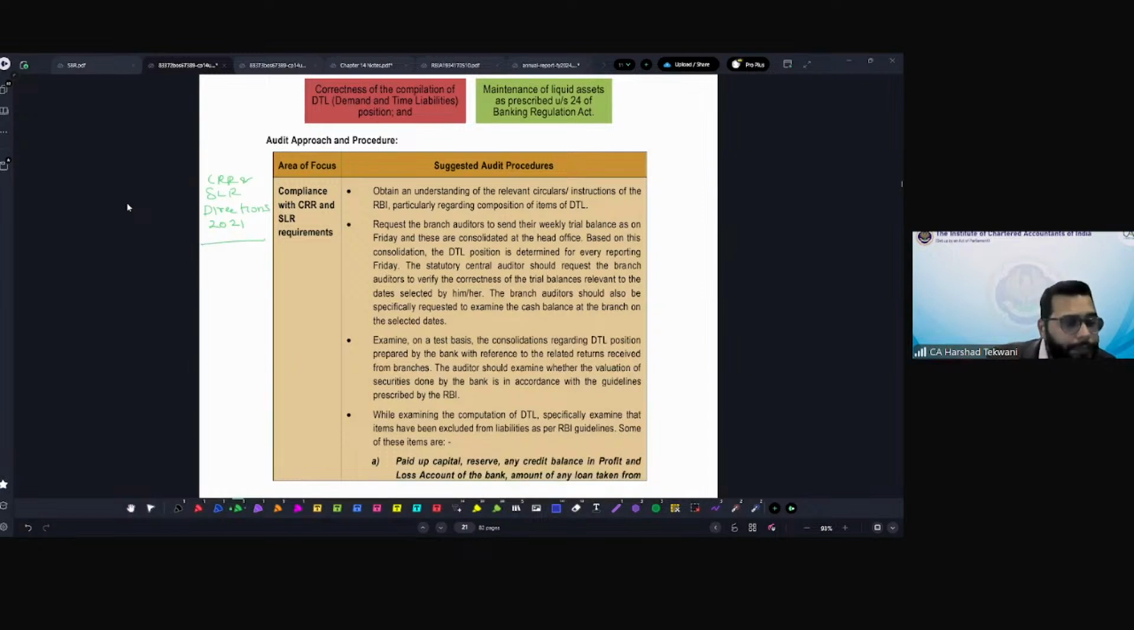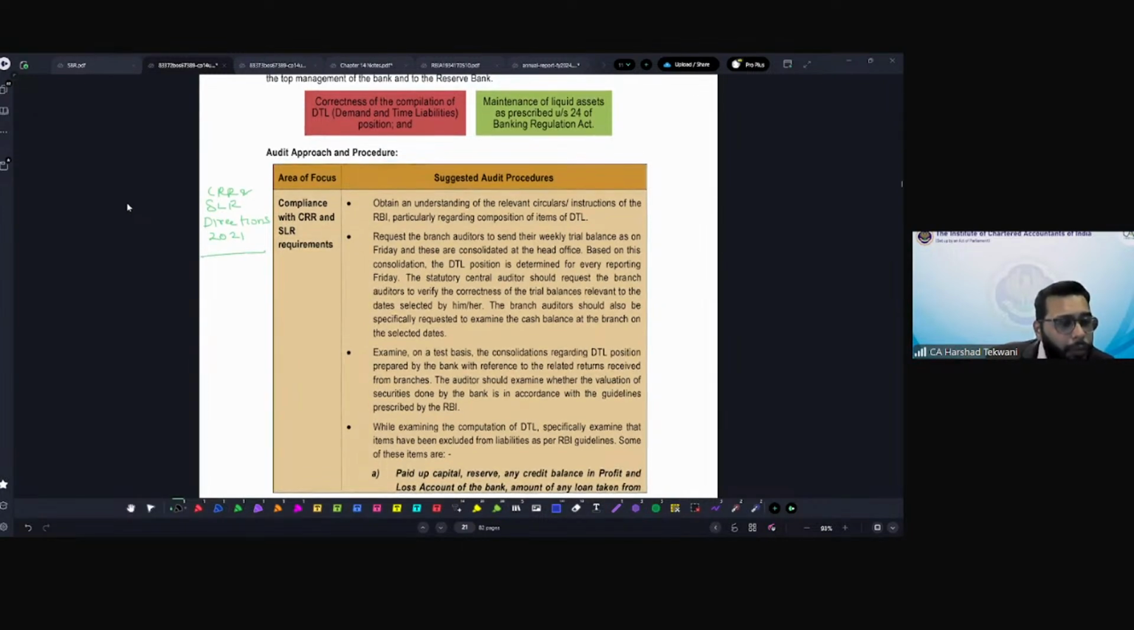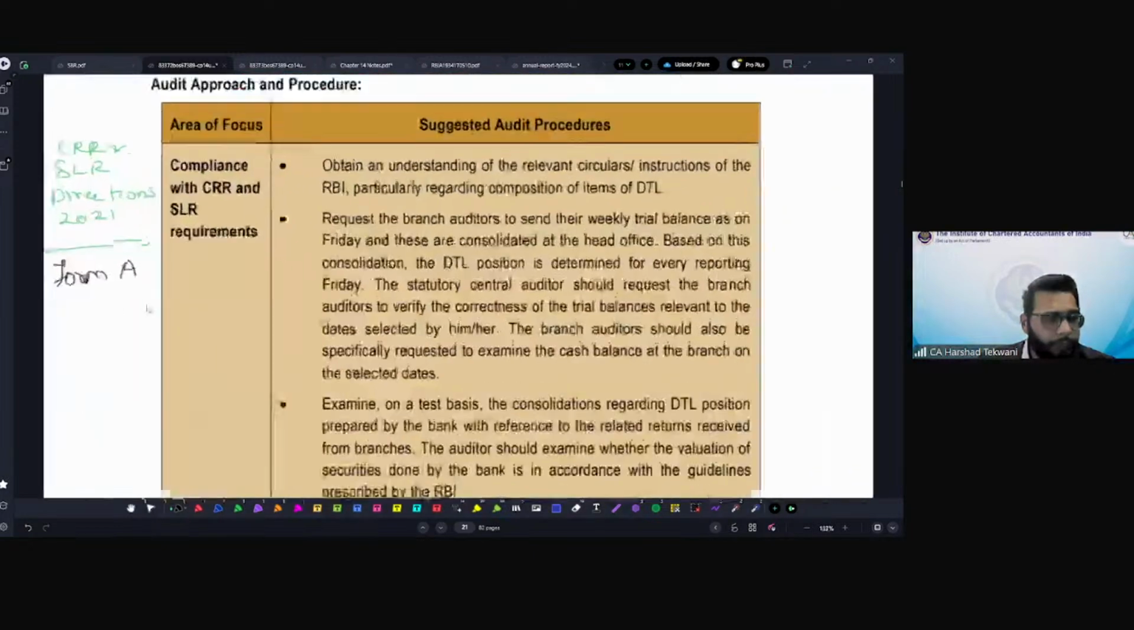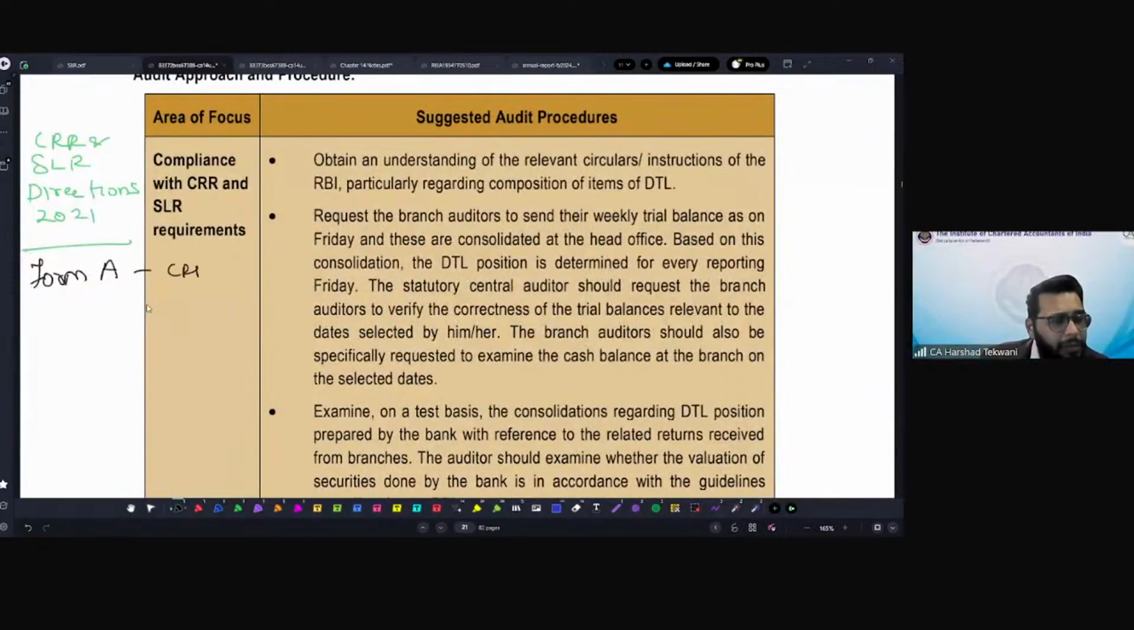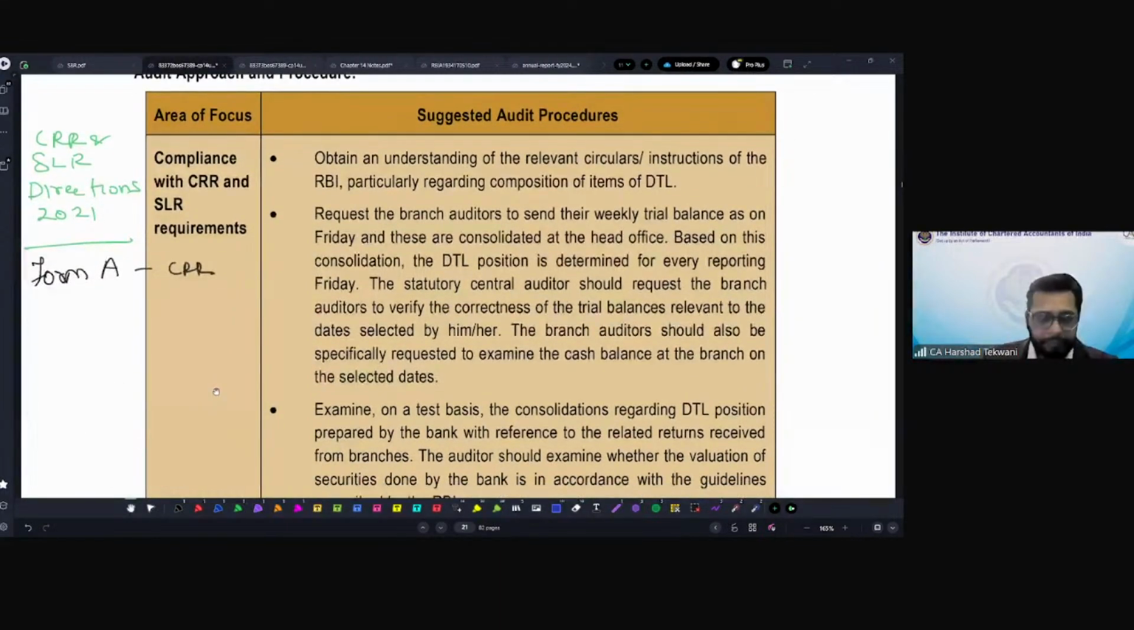So, Form A for CRR and Form A for SLR. These are the two basic forms under which returns are submitted. These are the statutory returns which are submitted to the RBI by the banks from time to time. Okay, this is the reporting part I'm talking about.